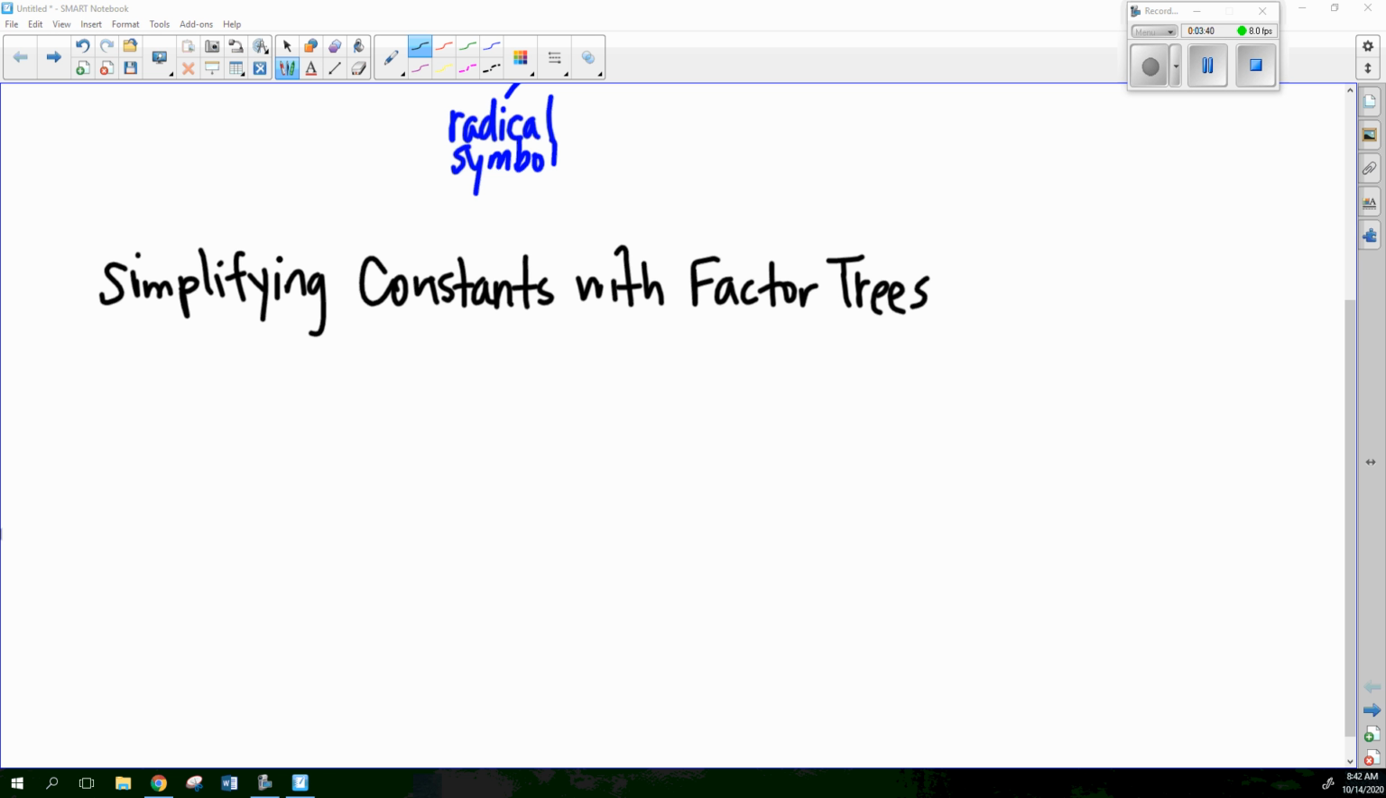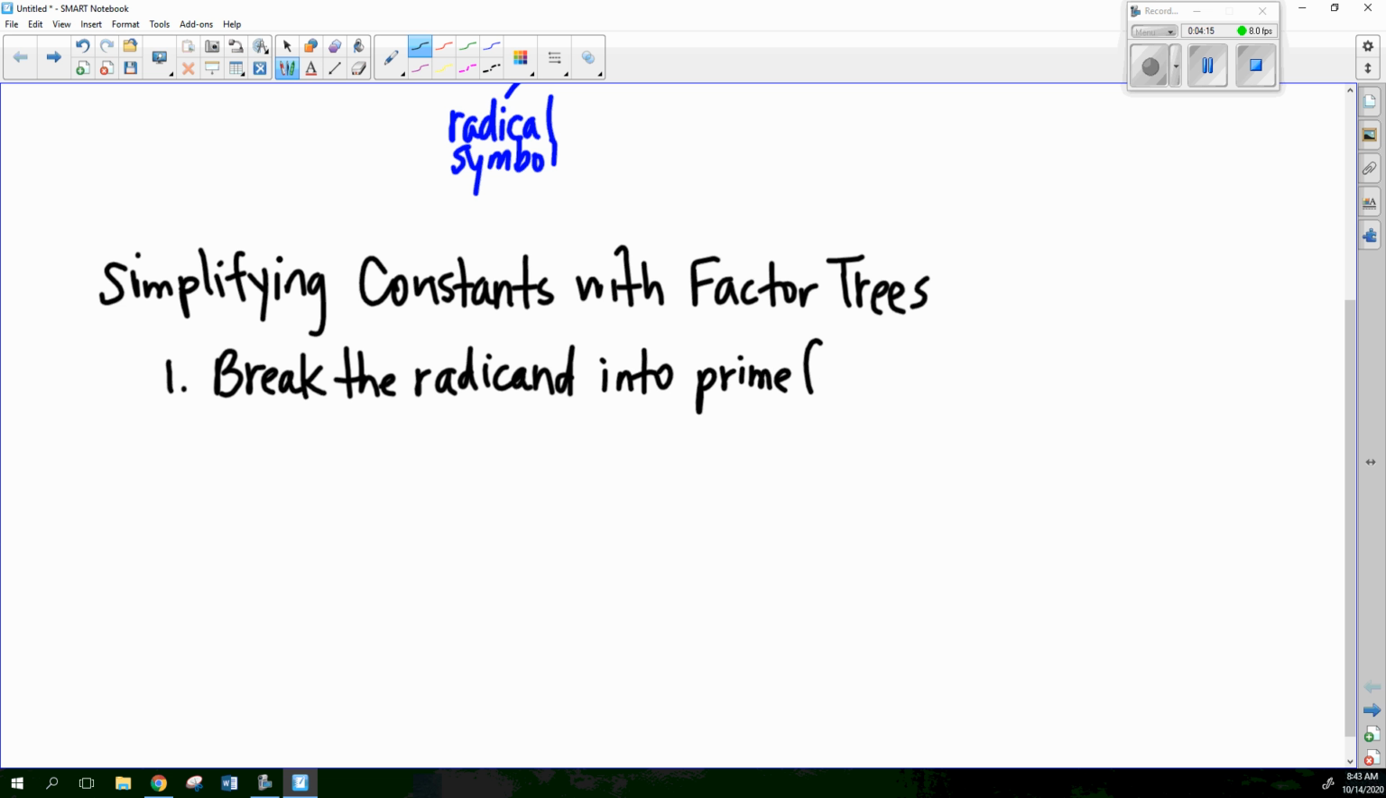All right, so the first thing you're going to do, the first step is to break the radicand. Where is the radicand? Where's the radicand? We just labeled it up top. Okay, it's the stuff under the root. Okay, you're going to break the radicand into prime factors. All right, that's what the factor tree does.